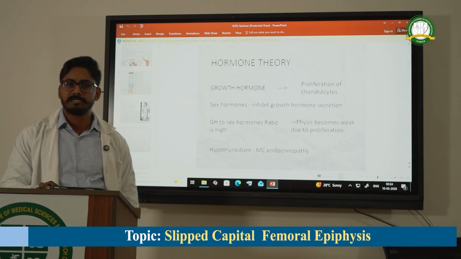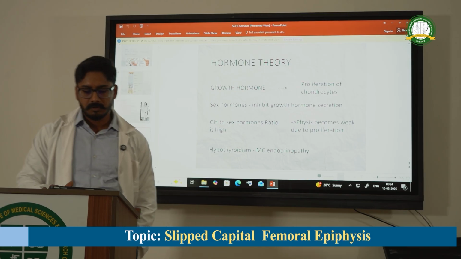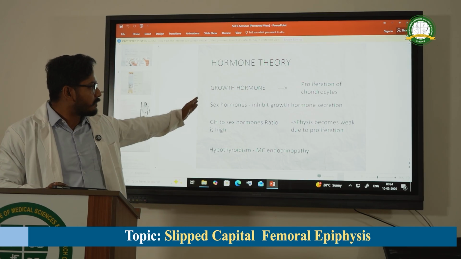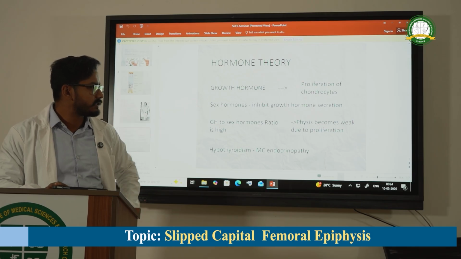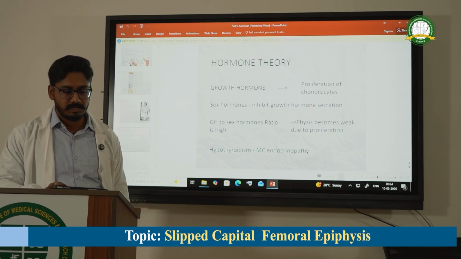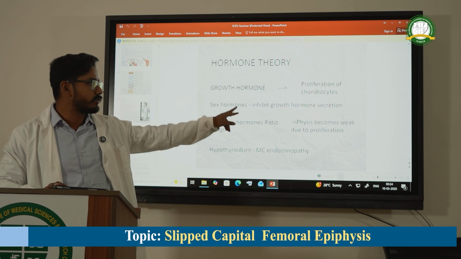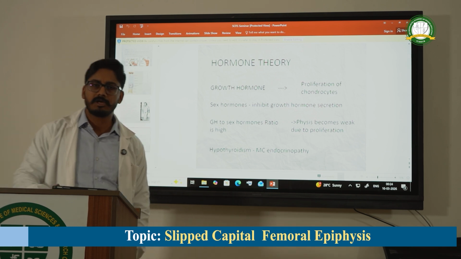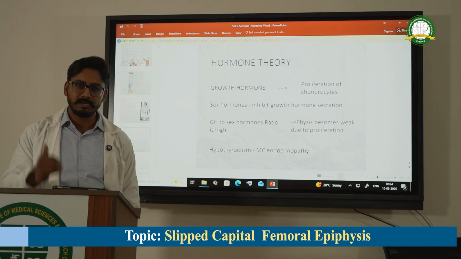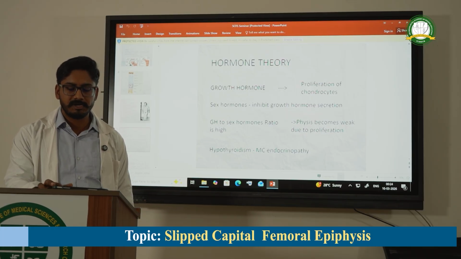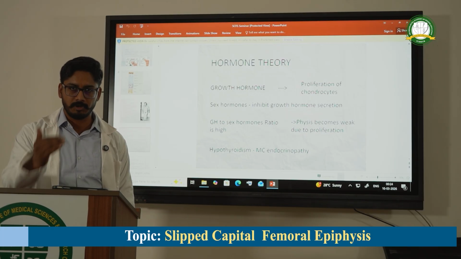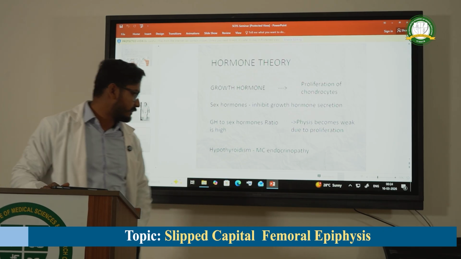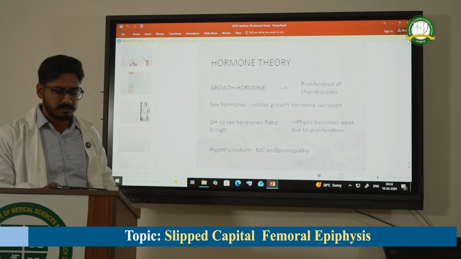There are some theories explaining the slip. One among them is the hormonal theory. In our body, growth hormones stimulate proliferation of chondrocytes, while sex hormones inhibit growth hormone secretion. When there is a discrepancy in the ratio of growth hormone and sex hormone, when there is an increase in the ratio, there will be weakening of the physis because of the increased proliferation. And one of the endocrinopathies most commonly seen in this condition is hypothyroidism.